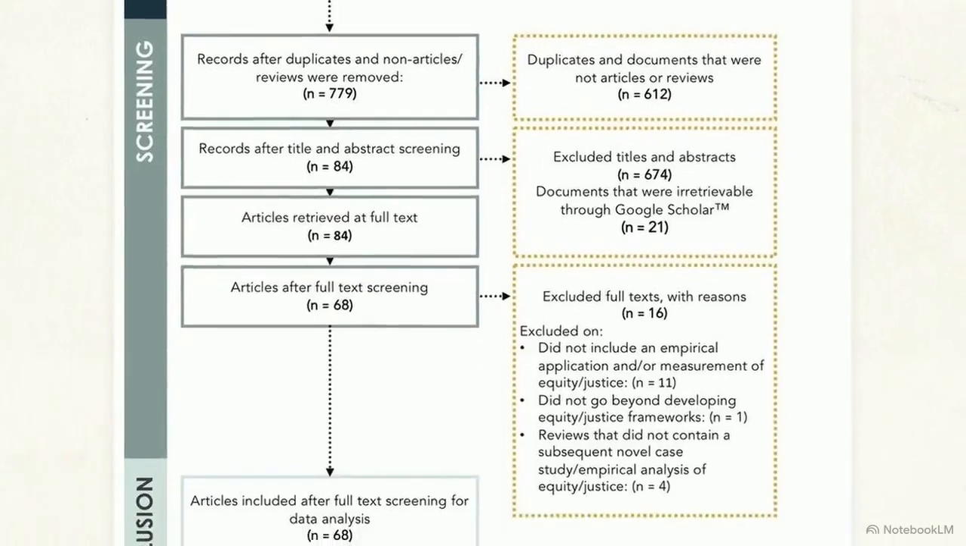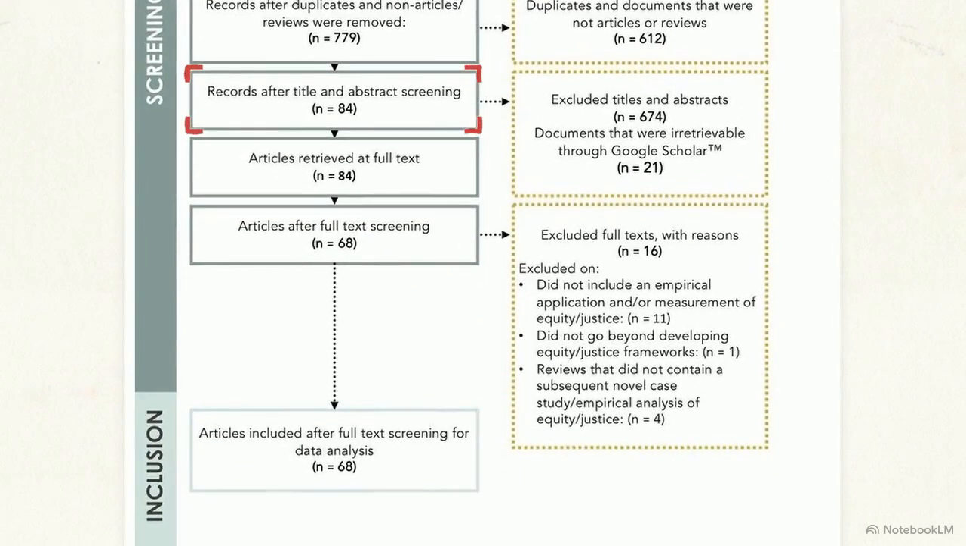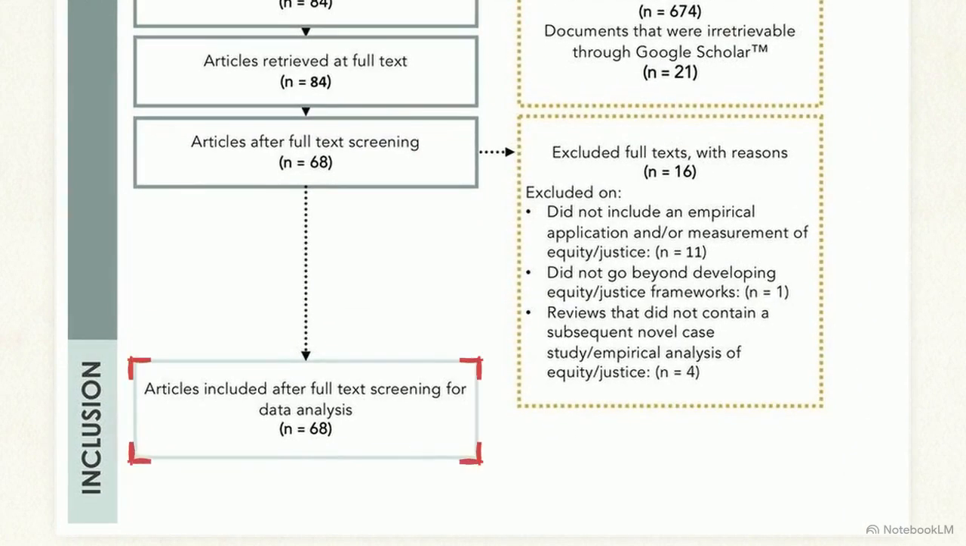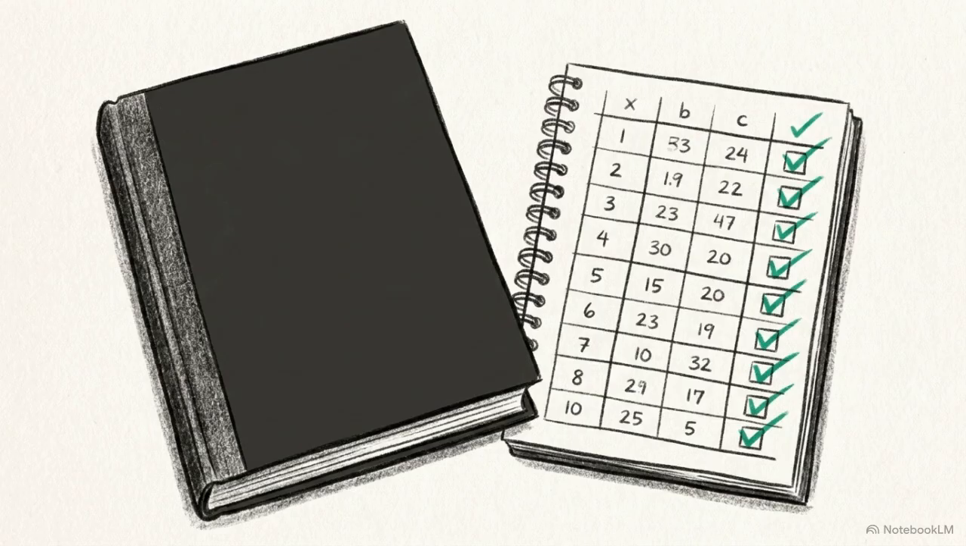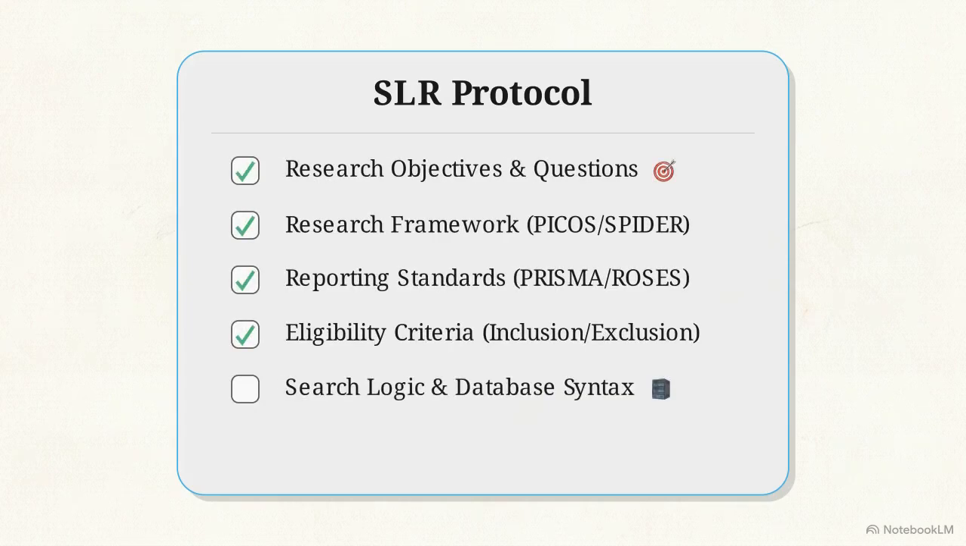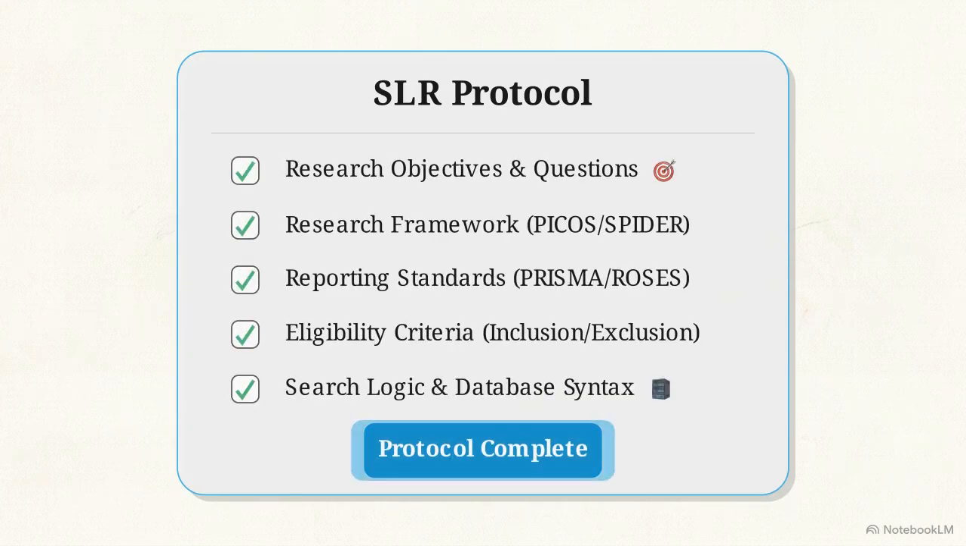Next, screening purely by title and abstract discards irrelevant noise. Finally, a rigorous full-text assessment against your eligibility criteria results in a final dataset of exactly 68 articles. Documenting this exact numeric funnel demonstrates to peer reviewers that your methodology is comprehensive, methodical, and entirely unbiased. You have now successfully transitioned a vague topic idea into a highly structured operational research protocol.